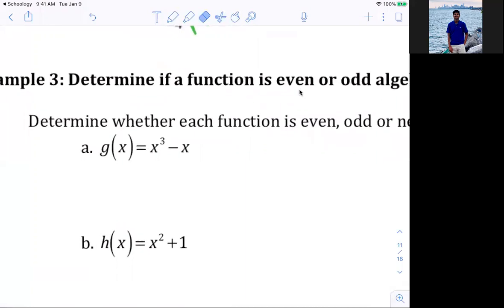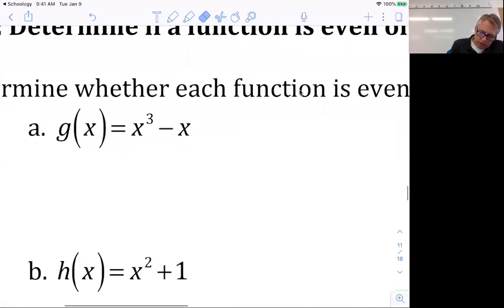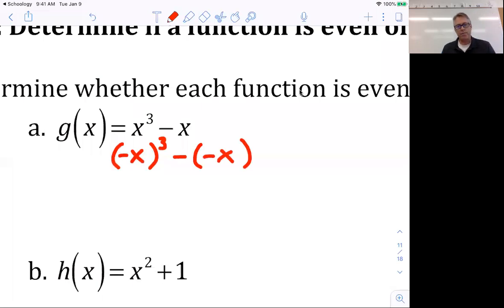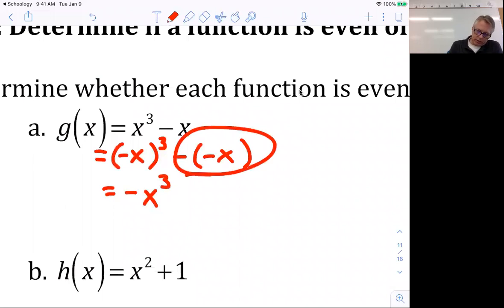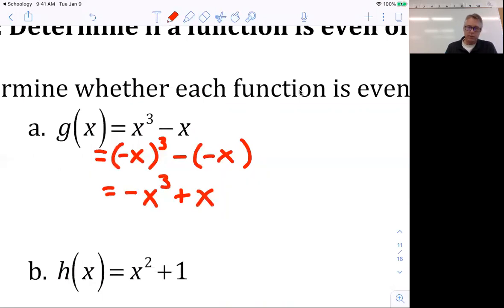So let's test this first one. I'm going to plug negative x in for x. So that's going to be negative x to the third power and then minus negative x. Well, negative x to the third power means negative x times negative x times negative x. And when you do a negative times a negative times a negative, you do get a negative x to the third. And then here, negative x times negative x will be plus x.